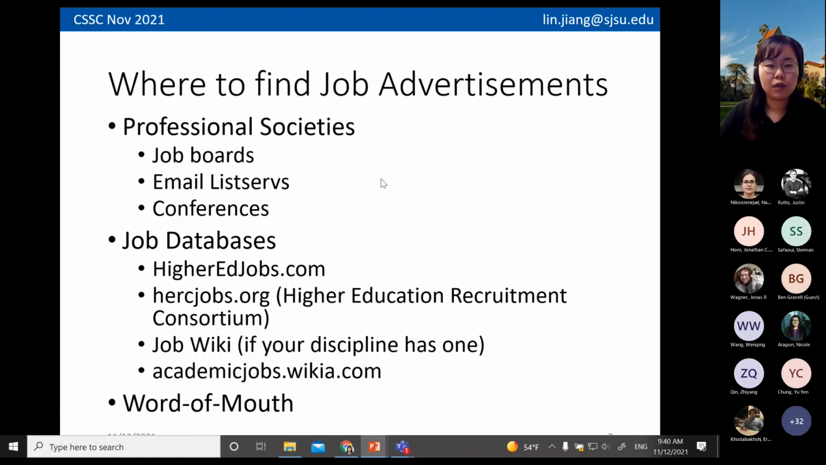Okay, so where can you find these advertisements? There are a couple of ways. The first is professional societies, job boards, and email list servers, sometimes from, for example, CSSC, this kind of platform. When professors have some connections in schools and want candidates for a certain position, they reach out to CSSC and then email all the list servers.